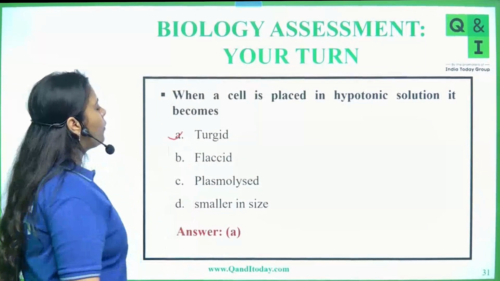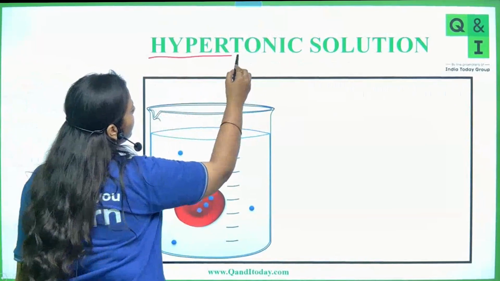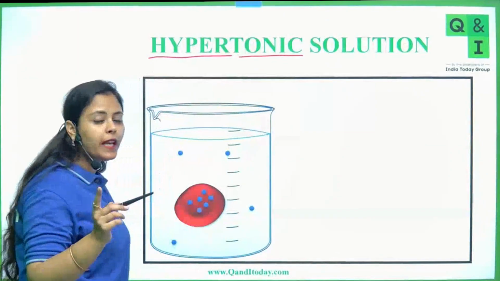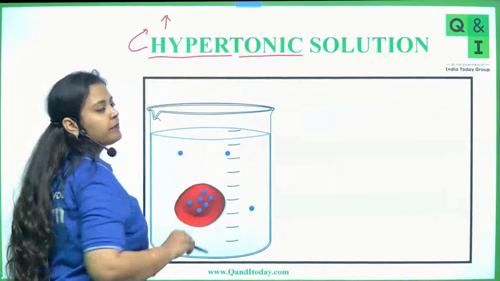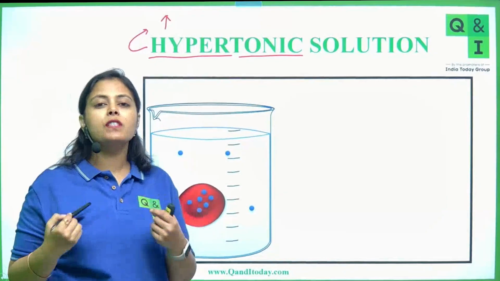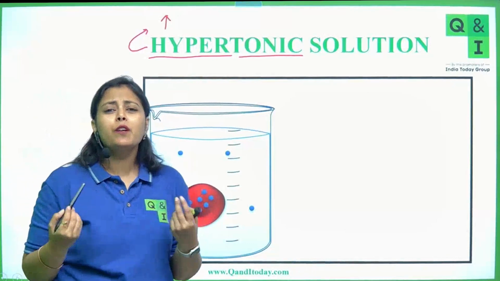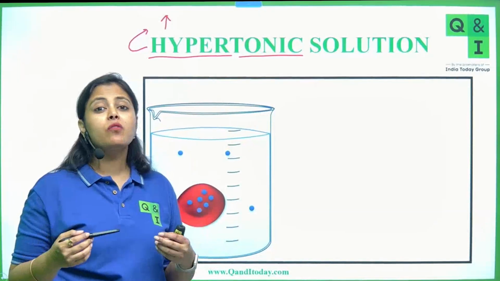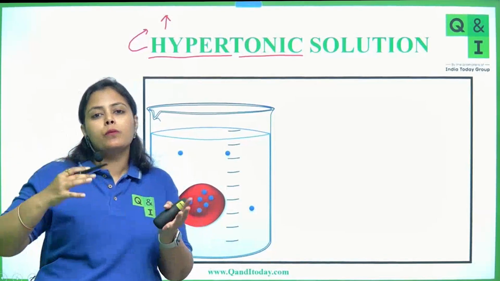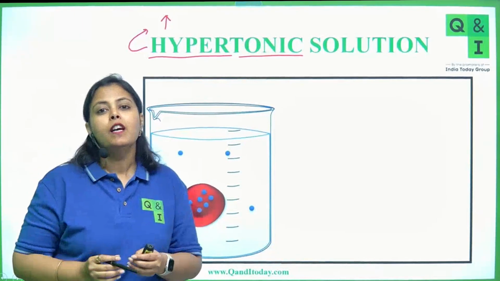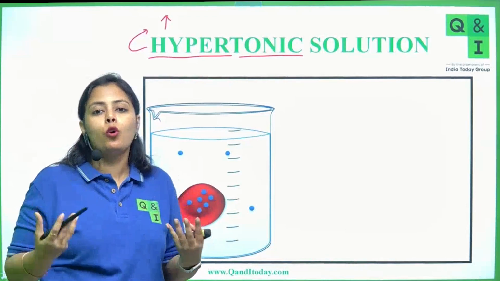Okay. Now, let's look at the third condition, when the cell is placed in hypertonic. You are going to tell me hyper means more. We often say to each other, why are you getting hyper? That means why are you behaving more than the normal behavior? So hyper means more. Hyper energetic, that means more energy.